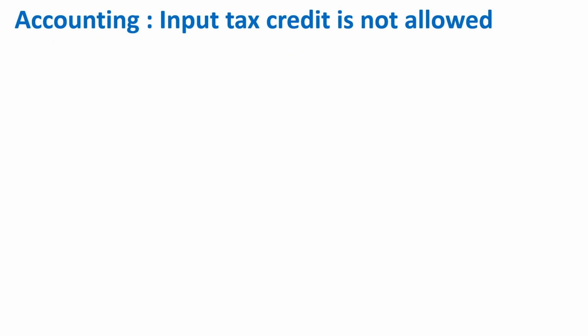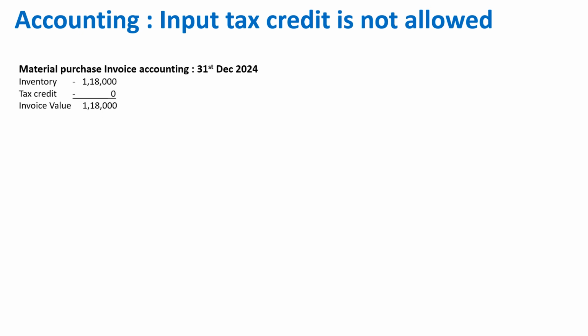Now let's try to understand how the accounting entries will change compared to scenario 1. When the material is received, the inventory cost is 1,18,000, because there is no tax credit. So what is the accounting entry? Inventory account debited 1,18,000. GST input tax credit debited 0, because you are not taking any credit.